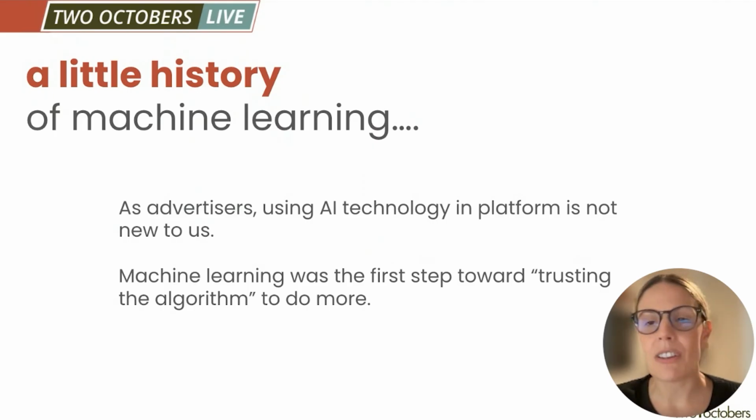So first off, there's been a big evolution in machine learning and how we work with it in ads. We get a lot of questions from clients about how we're using AI in paid media, and they're often surprised to hear that we've been using AI or some version of it for quite a long time. These days, we're really just adapting to the evolving changes of AI, but machine learning was really the first step towards trusting the algorithm to do more. And that's exactly how we've adjusted to all the newest and latest and greatest in AI.